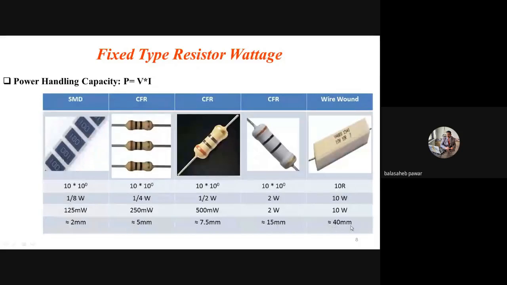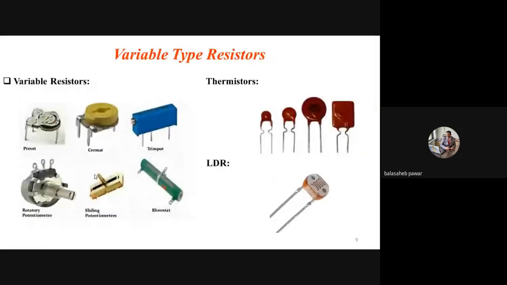So is it clear now? What is the difference between the various resistors in terms of their power handling capacity and size? So the conclusion of this topic is that whenever the size of a particular component increases, its power handling capacity also increases. Is it clear up to here?